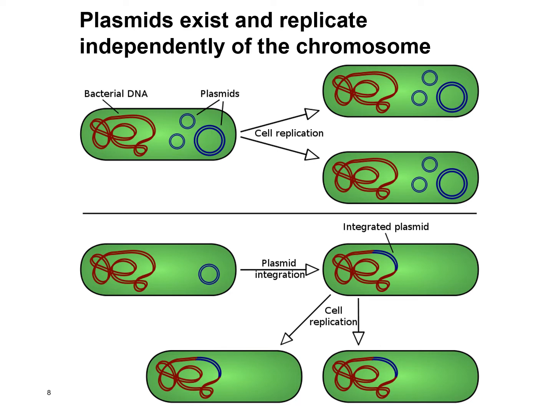And then the bottom picture is just showing you that sometimes these plasmids can cut the DNA and insert themselves and make them part of the chromosome. And so when the bacteria divides and replicates its chromosome, it also replicates that plasmid as well, and then those antibiotic resistance genes get passed on to the offspring as well.